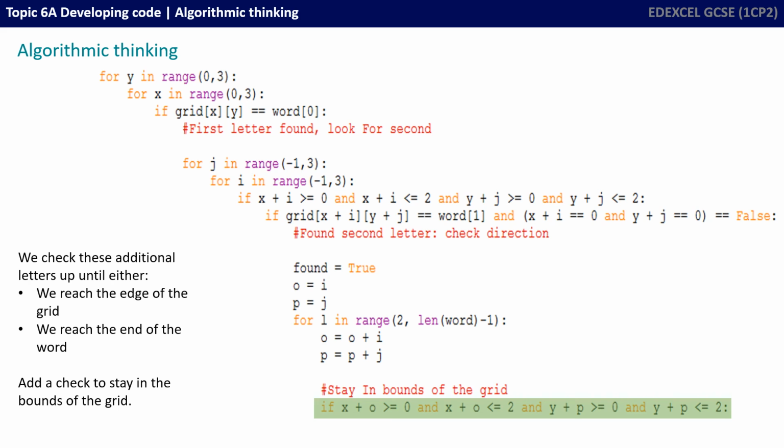At this point, we've used our algorithmic thinking to create a solution to the problem that will work for any word and any size grid. We just need to change the value of the constants in our program.